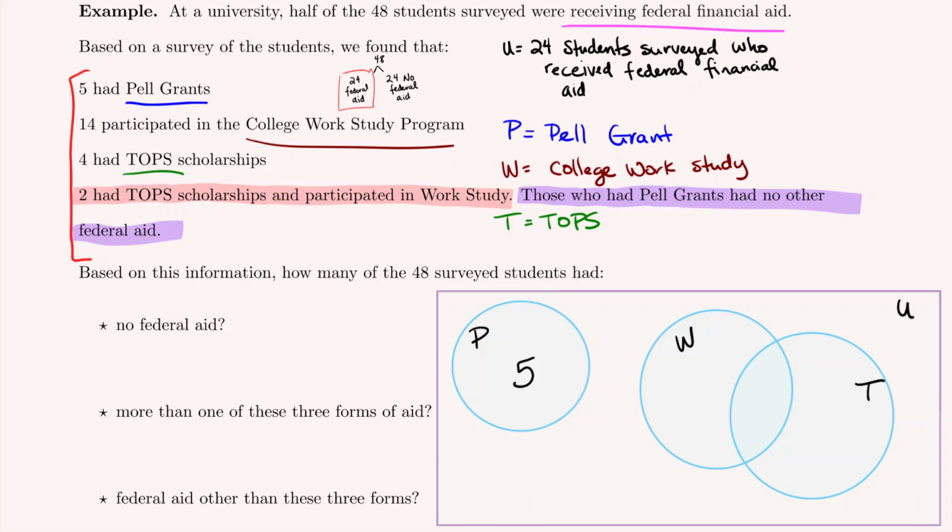Not that 5 is an element of P, but 5 is counting the number of students who have the Pell Grant. Okay? From the information given, how many students have both work study and TOPS?